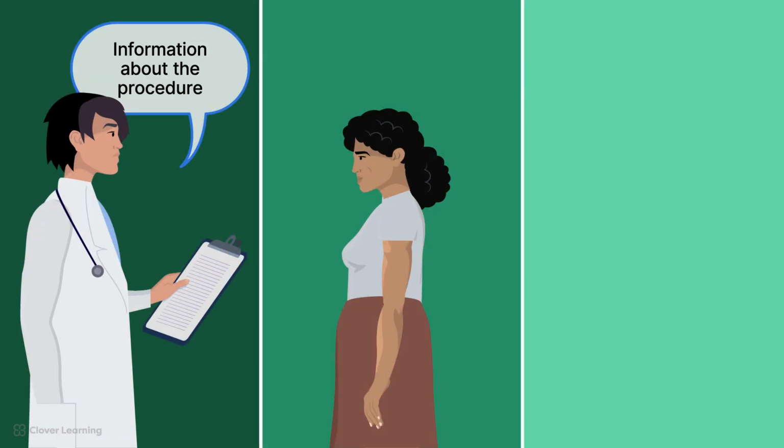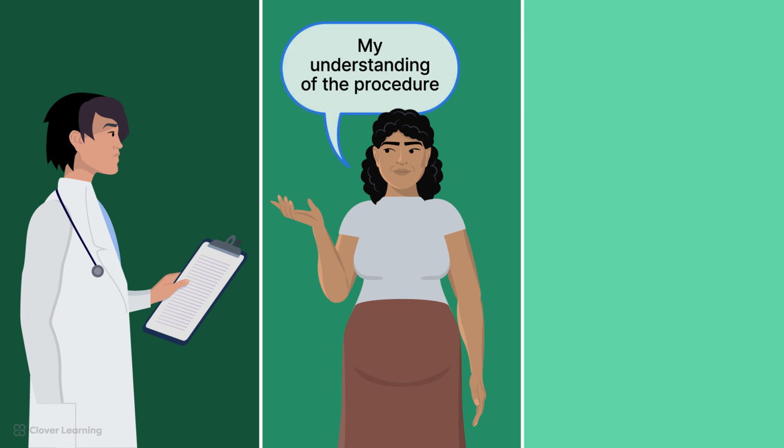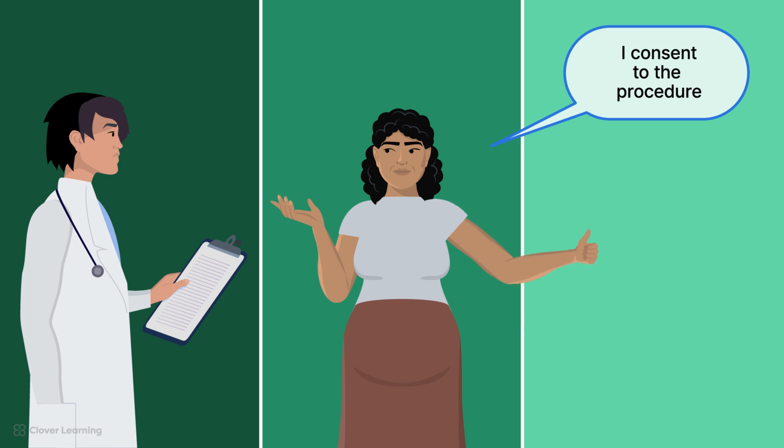First, there's an information exchange, in which the healthcare provider informs the patient about the procedure in writing, including the risks, benefits, and alternative treatments. The healthcare provider may also provide a verbal explanation to the patient. Next, the healthcare provider confirms patient understanding. This can be done by asking the patient to state the procedure that is to be performed in their own words. The patient then voluntarily agrees to proceed.